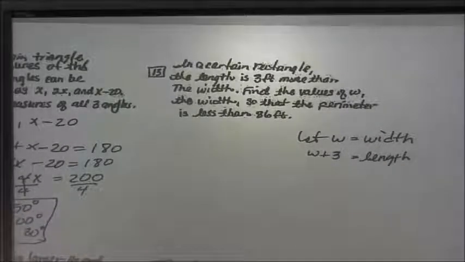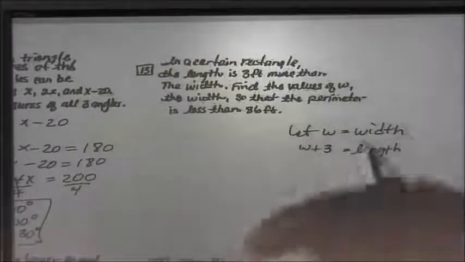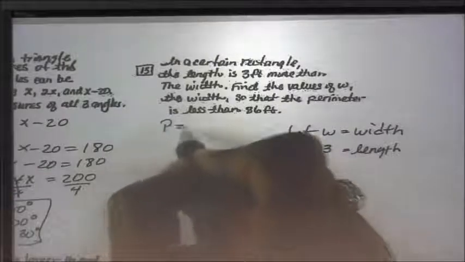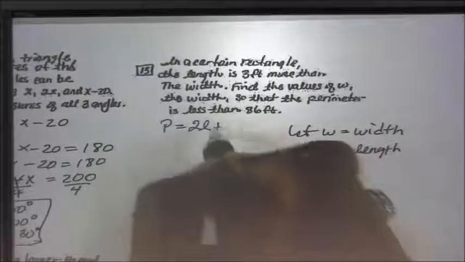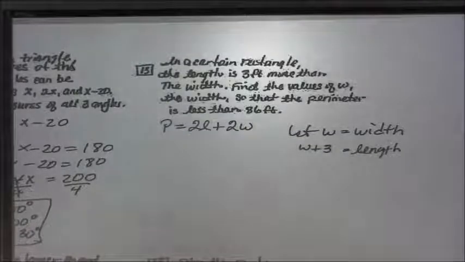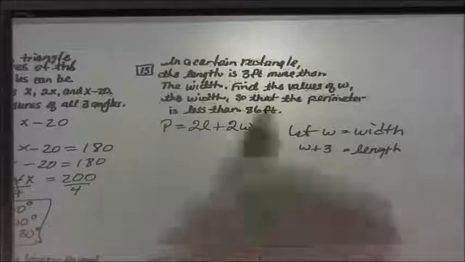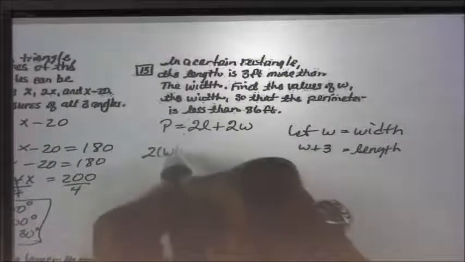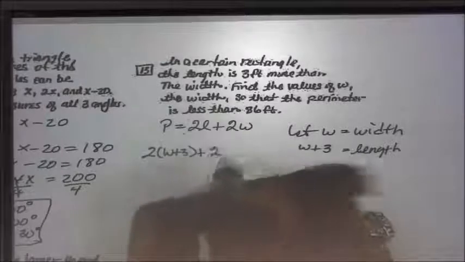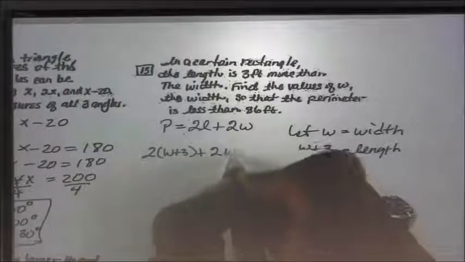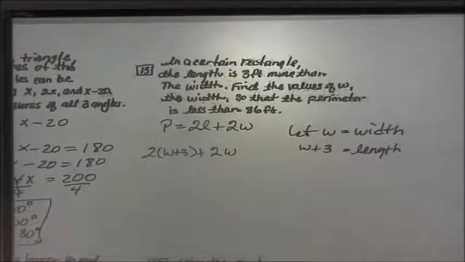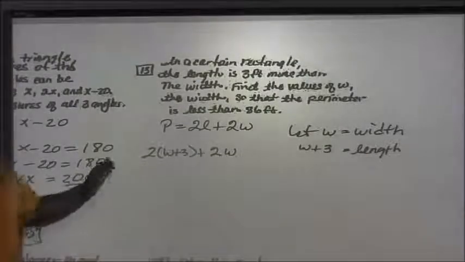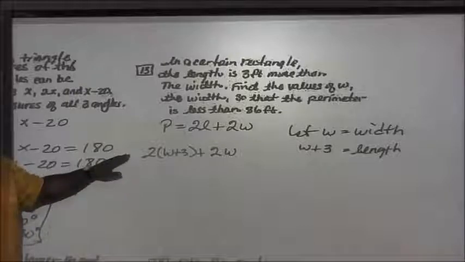You got your parts. All right, so now we need to remember our perimeter of a rectangle formula. P equals 2L plus 2W. We know what our length is and what our width is, so we're going to plug it into the perimeter formula. So we have 2 times W plus 3 plus 2W. Again, remember, if you're using another letter, just make sure at this point that you have a statement with all that letter in it.